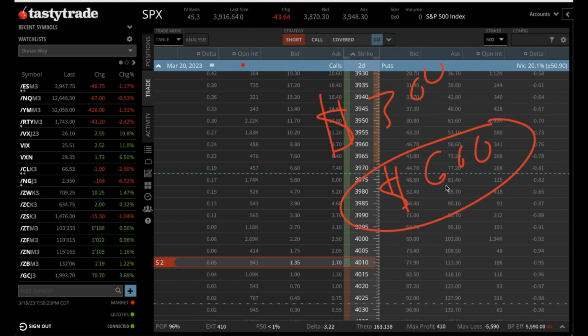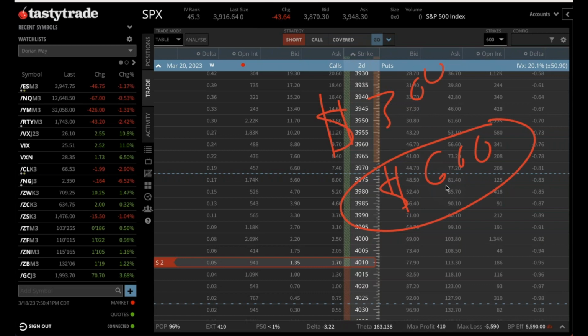This is how you scale. This is how we teach at the Dorian Way, right? And this is all based on your account size, right? So normally you do not want to lose more than 2% of your account at most. But obviously, if you're doing this with a smaller account, then you might have to go up to 5%.